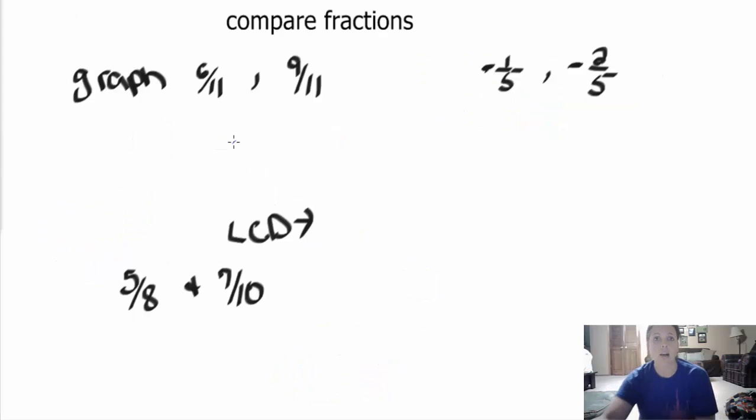Okay? So now, comparing fractions. When we are comparing fractions, sometimes it's going to ask you to graph them. Sometimes it's just going to ask you to compare them by finding the least common denominator and comparing them that way. Okay, so if it asks you to graph them, we have 6/11ths and 9/11ths.